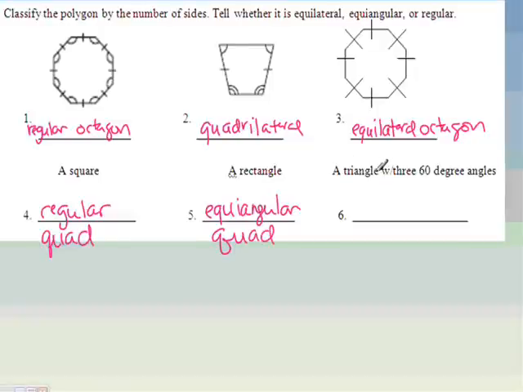And then a triangle obviously is a triangle. If it has 60-degree angles, then 3 of them, all 3 are the same. We're going to go with equiangular triangle.